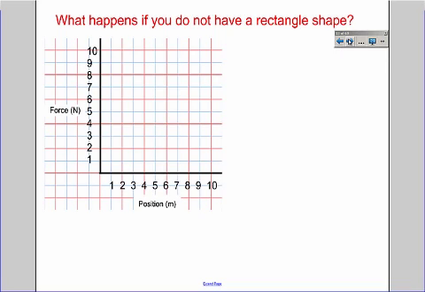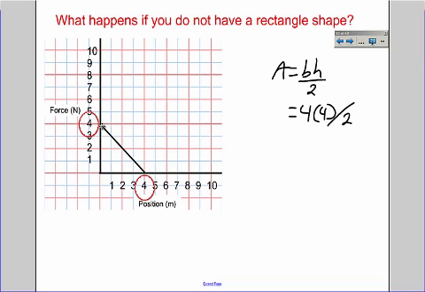Now, if you don't have a rectangle shape, you just have to find the area of whatever shape that you have. So if I'm drawing a triangle instead, if you remember, the area for a triangle is base times height divided by 2. So it's just like a rectangle, it's just half of one. So you're going to find the area just like you would with your rectangle. Our two numbers here that we're going to work with are 4. We have a force of 4 times a position of 4 divided by 2 equals 8. And 8 joules.